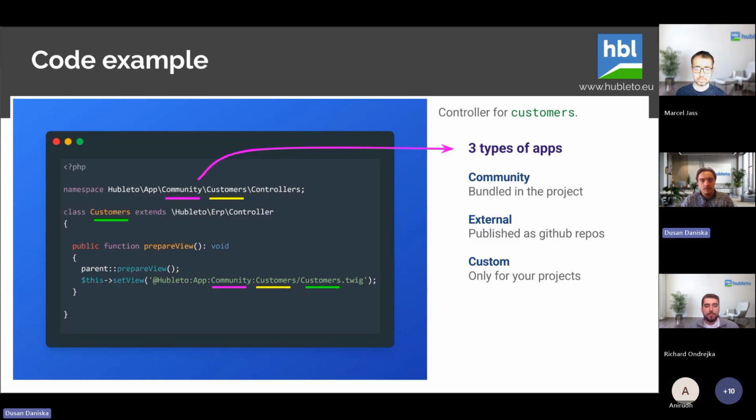And as you can see here, this is the controller for rendering the view, listing all the customers. So what we can see here on the screen, I used 3 colors. The purple one is showing that there are 3 types of applications.